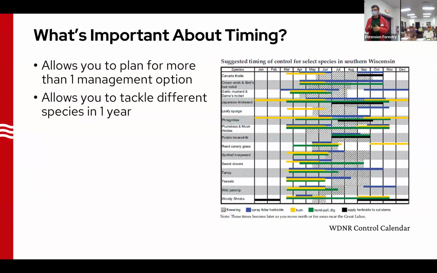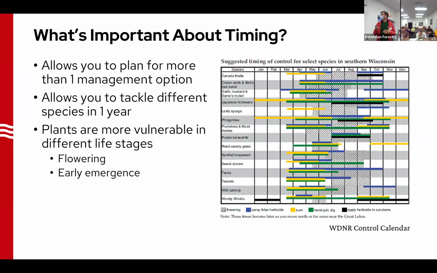Talking about timing and planning a little bit more, I really think it's important to look at the calendar of when plants are emerging. By doing this, we can really understand when we can use different management tactics and we can tackle different species in one year. So the DNR has these really awesome control calendars for your benefit. This allows us to look at where species are going to be more vulnerable in the calendar year and to what methods: herbicide, prescribed fire, and mowing.